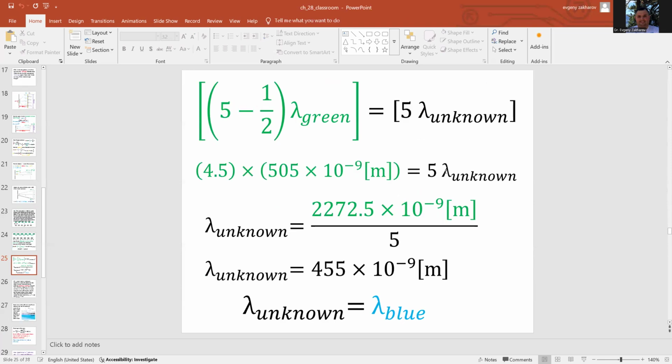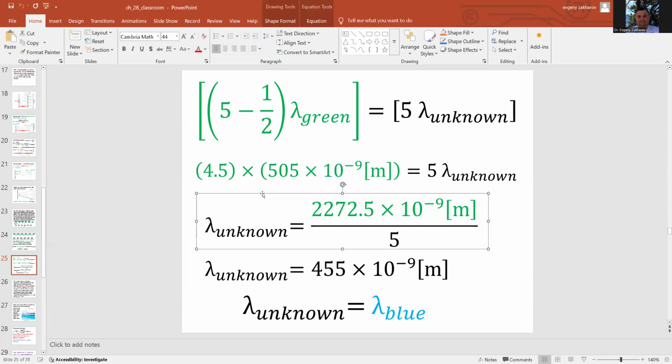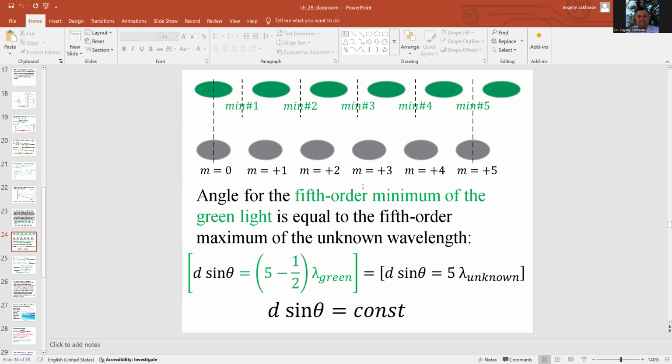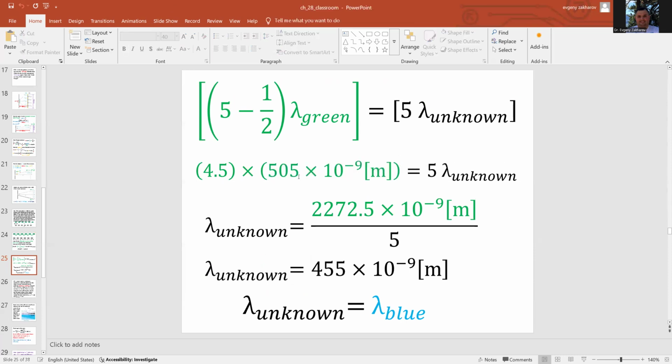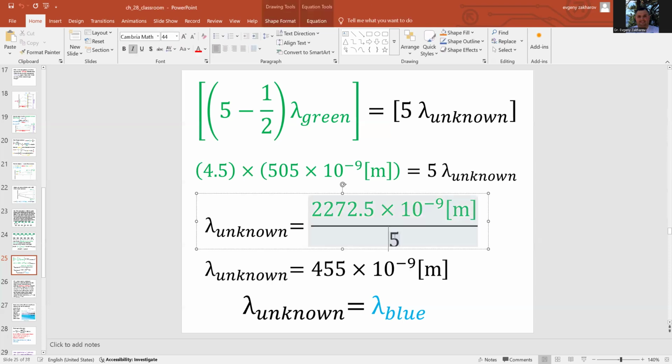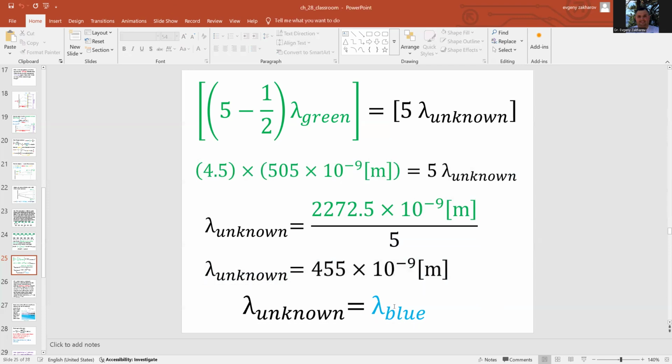So unknown lambda turns out to be what? Once again, be careful with nanometers. You got nanometers, so convert that to meters. So 505 times 10 to the negative ninth of a meter, and you divide both sides by 5. And you get 455 nanometers, and that corresponds to somewhat blue, maybe a little light blue color. That is the unknown color. So your unknown color is blue.